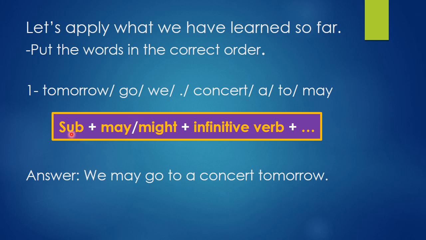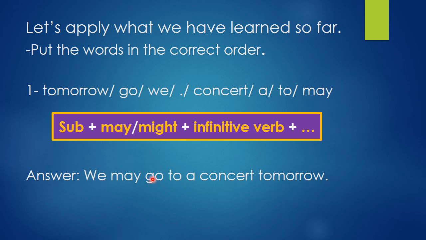So first we have the subject. We have to look for a subject. We is a pronoun that can function as a subject. Then after the subject comes may or might. So I have to look for may or might. Here it is, I have may. I put it here. After may or might comes an infinitive verb, so I have to look for a verb that is infinitive. I have go. We may go. After that comes the rest of the sentence: to a concert tomorrow.